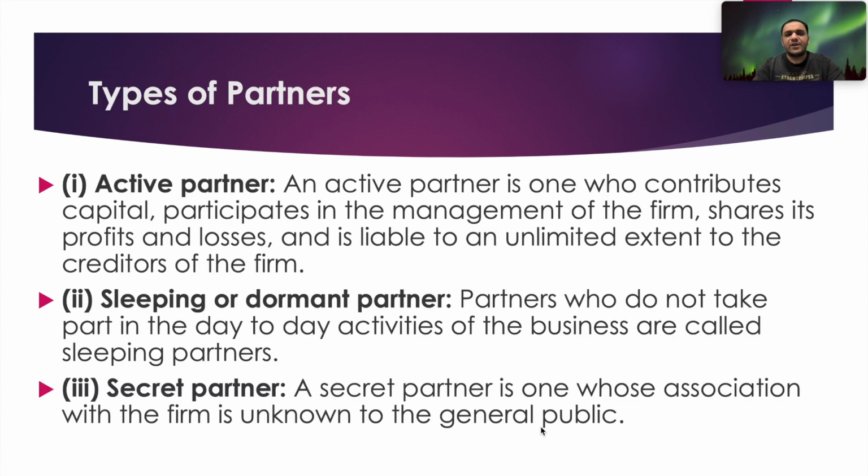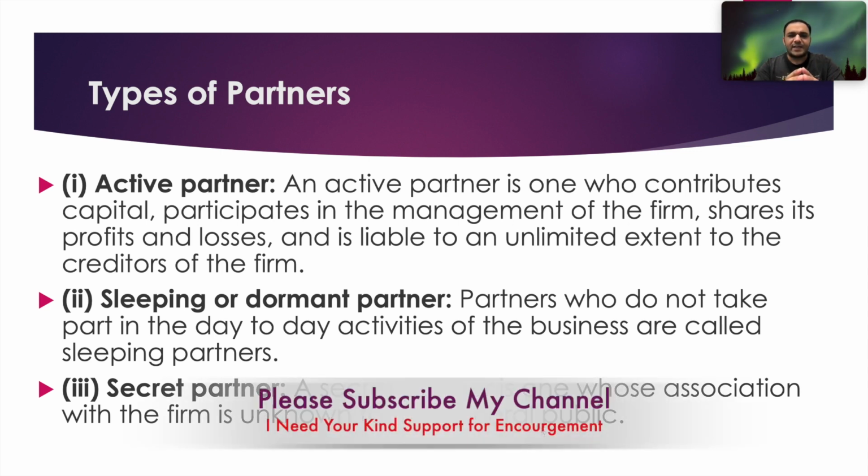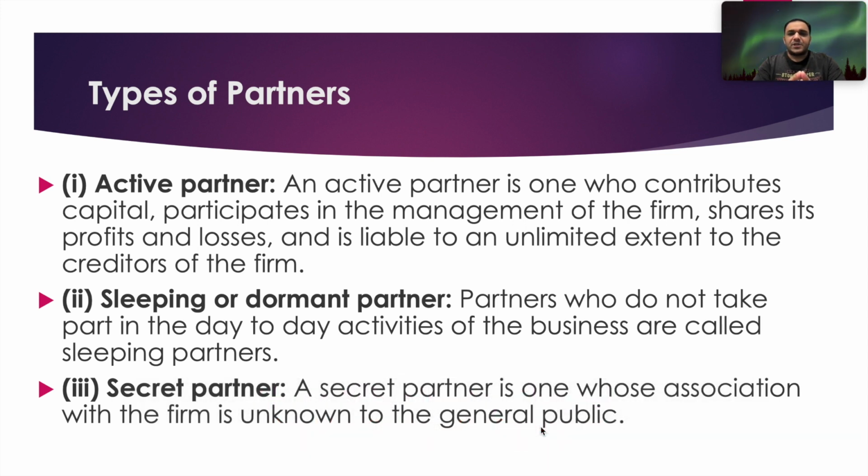Then we will see what kind of partners are there. There are some types of partners. Active partner: first of all, an active partner is one who contributes capital, participates in the management of the firm, shares its profits and losses, and is liable to an unlimited extent to the creditors of the firm. Second is sleeping partner or dormant partner. Partners who do not take part in the day-to-day activities of the business are called sleeping partners. Number three, secret partners. A secret partner is one whose association with the firm is unknown to the general public.